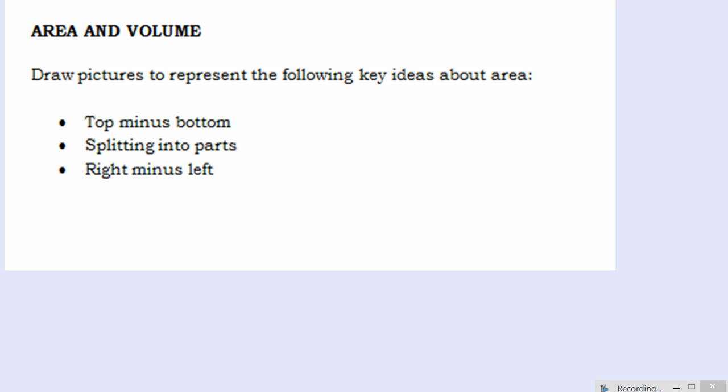I forgot to say in my introduction that we're also talking a little bit about area and volume. So I ask you here to draw 3 different pictures. A picture that represents the idea of top minus bottom relative to area, of splitting into different portions, where sometimes you need more than one integral, and also a picture that shows right minus left. So go ahead and pause the video and then come back once you have your 3 pictures drawn.